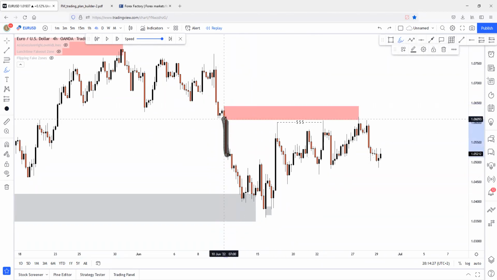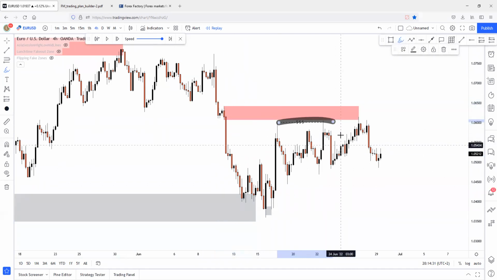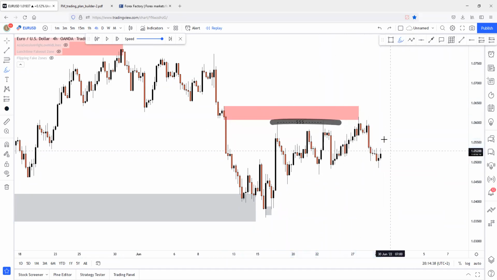There was lots of inefficiency here that has been created by this supply zone. And here was the double taps. These double taps have been swept into this supply zone, right? With this movement. So the liquidity has been swept and the immediate reversal has happened. Technically, this was a V-shaped recovery, more likely on the daily chart. So more likely this is daily liquidity.